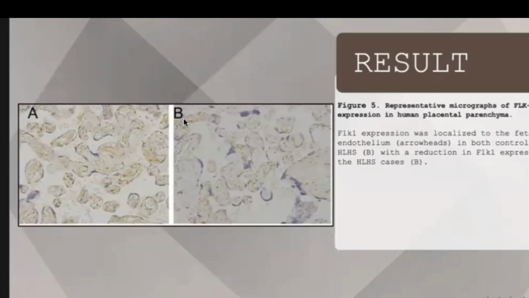Then they also looked at VEGF receptor 2 expression. What they wanted to look at was the localization of the receptor. They saw that it was localized to the fetal endothelium, which was good because this is where angiogenesis takes place in the placenta. And they saw a reduction in VEGF receptor 2 expression in the CHD subtype.